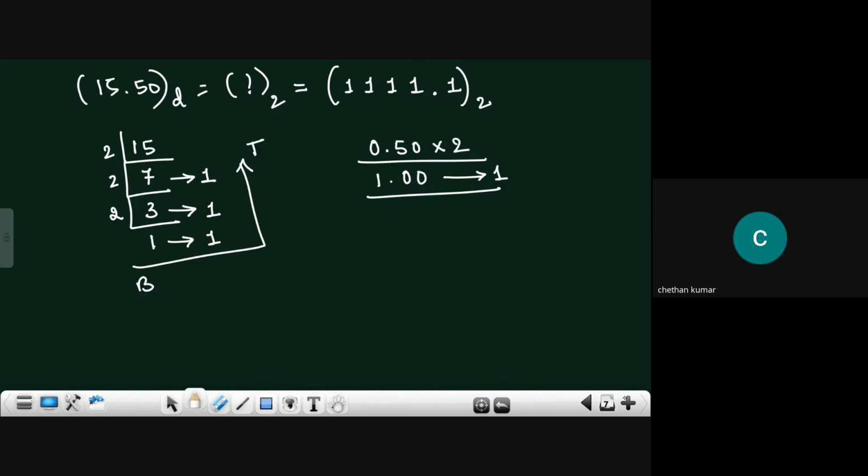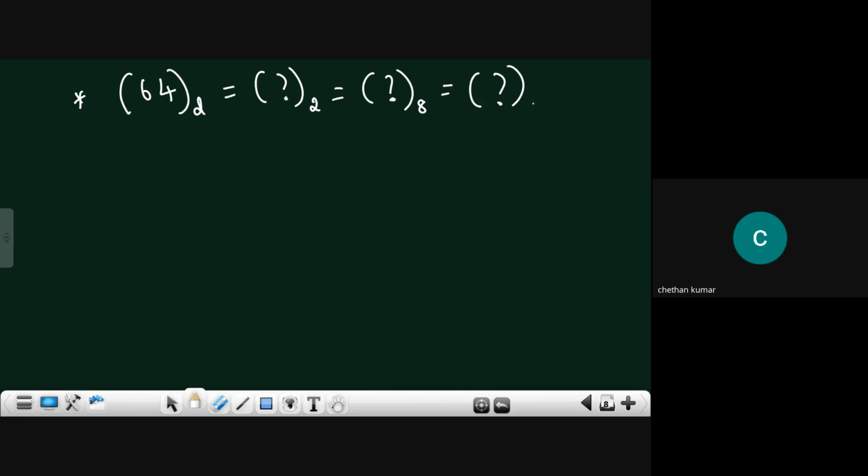Suppose this was my number, decimal. This you should convert into binary. This you should also convert into octal. This also you should convert into hexadecimal. You know how to do, right? So I'm giving only the integer part here. I have not given the fractional part. So the integer part will be successively divided by what? 2. How many times?